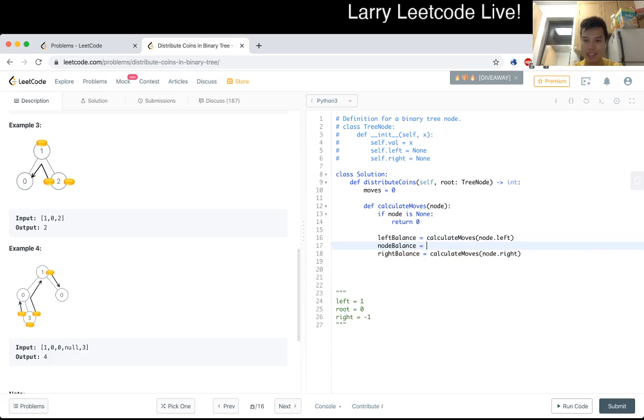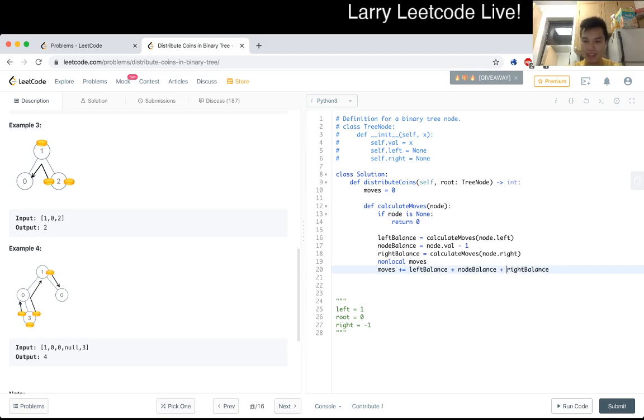Then root balance, or node balance maybe, is equal to node.val minus 1, right? And now the number of moves is just equal to, so we just add this to the moves. I think now we have to call nonlocal moves in Python. It's just equal to the number left going through the node. So that's just left balance plus node balance plus right balance.